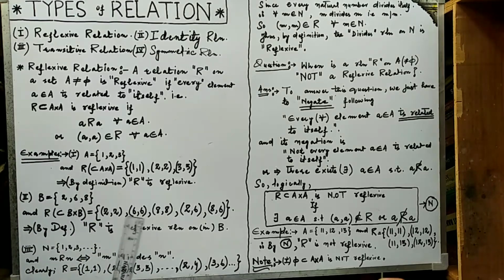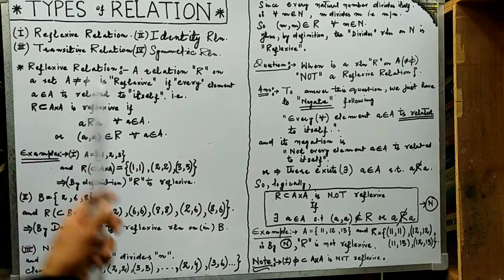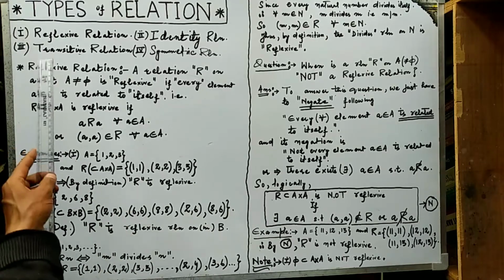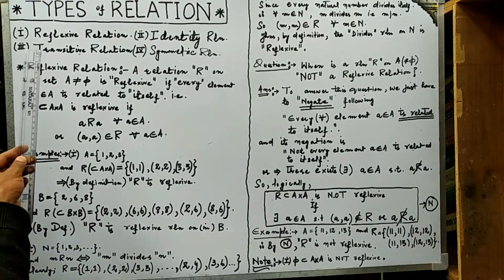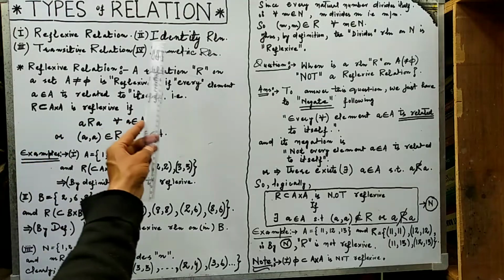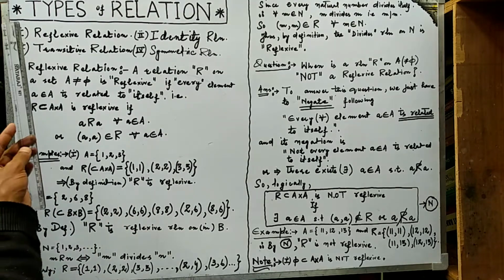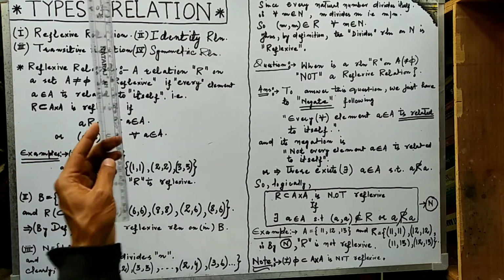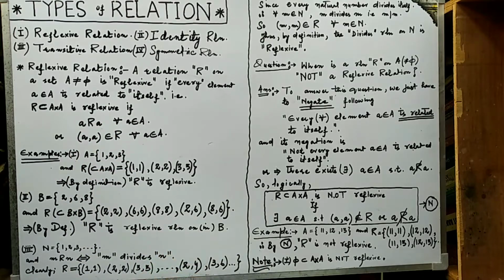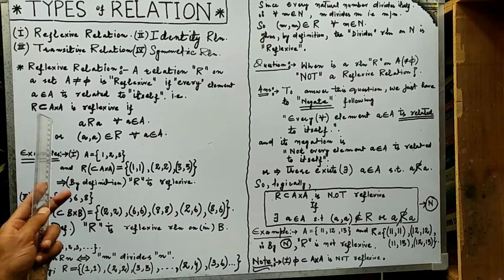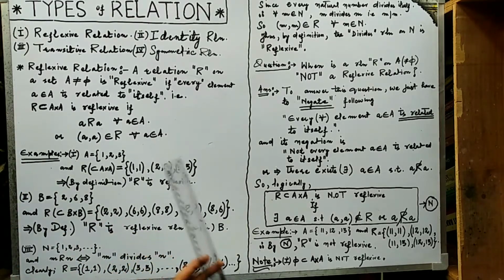In this video, we are going to discuss some types of relations. Actually, there are several kinds of relations. I have just mentioned some of them. As you can see, there are several types of relations. Number first is reflexive relation. Number second is identity relation. Number third is transitive relation. And the fourth one is symmetric relation. In this video, we are going to discuss just one of the relations, the reflexive relation.